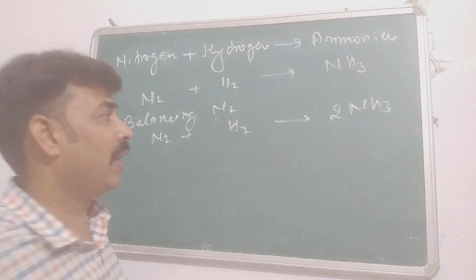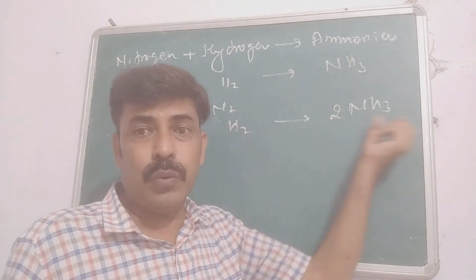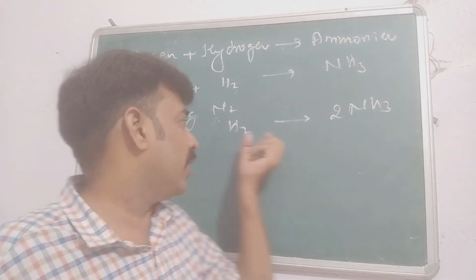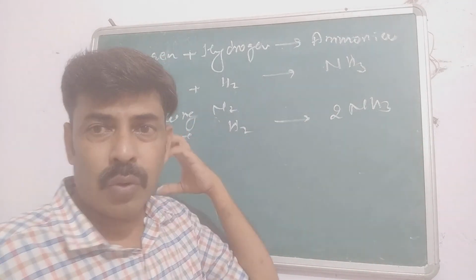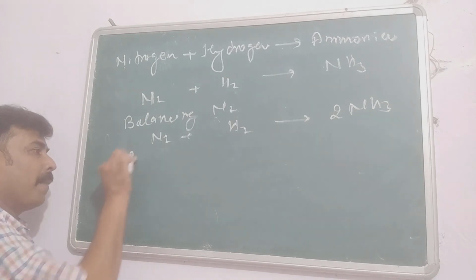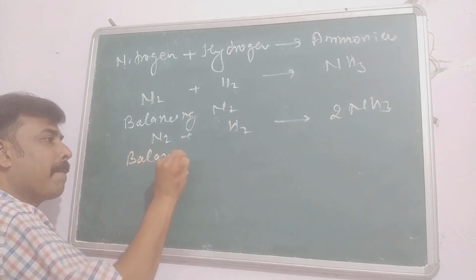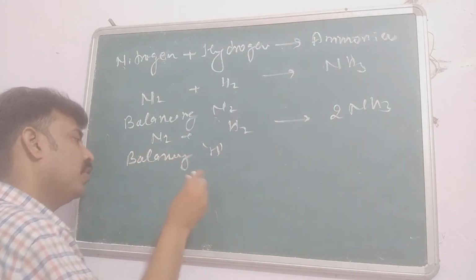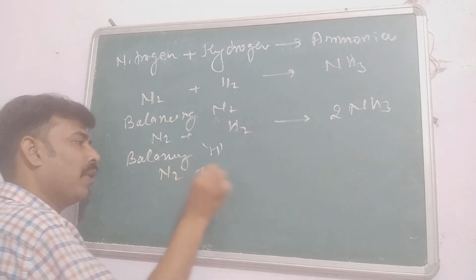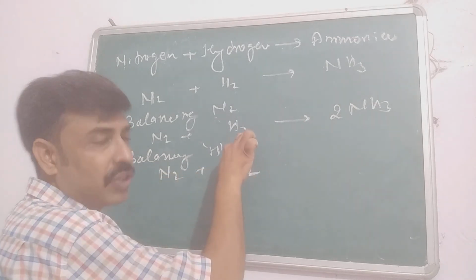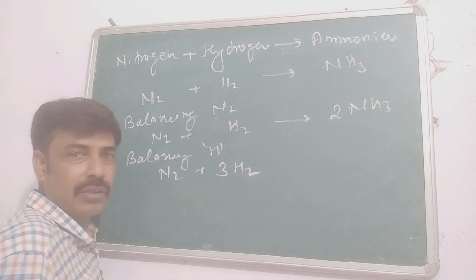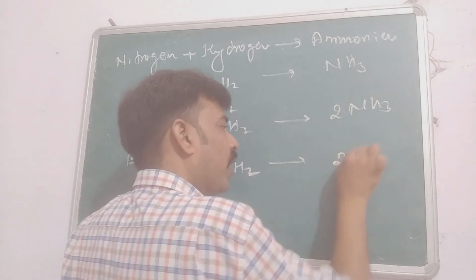What is the number of hydrogen here? Here the number of hydrogen is 2 on the left and 3 times 2, 6 here on the right. So we are going to balance the hydrogen. Balancing hydrogen, it will be N2 plus H2. To make it 6, we make it 3 times, 3H2 gives 2NH3.